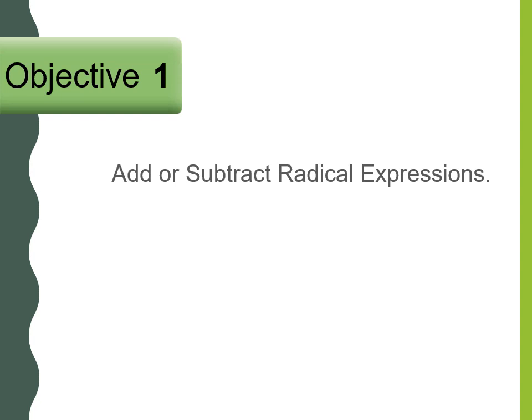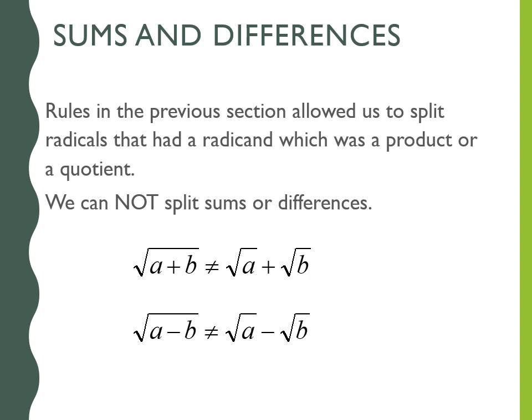What do we do? Well, the rules that you don't do are if you have the square root of a plus b, you cannot separate it into the square root of a plus the square root of b, and the same for if you have the square root of a minus b, you cannot separate it into the square root of a minus the square root of b. It does not work like multiplication and division. So keep that in mind first off.